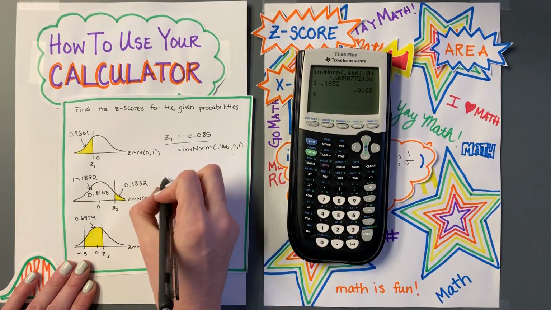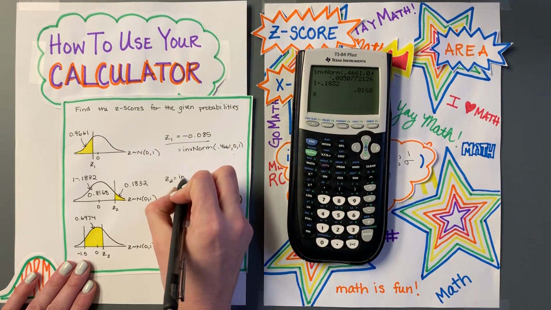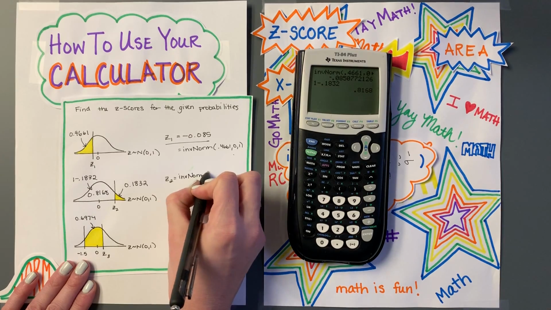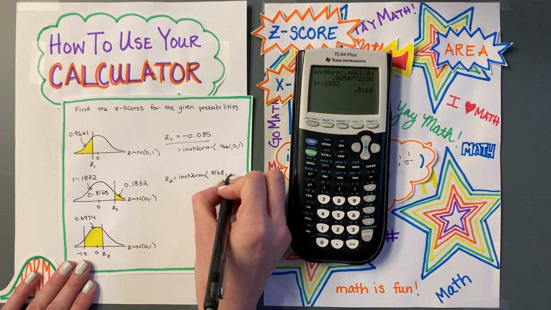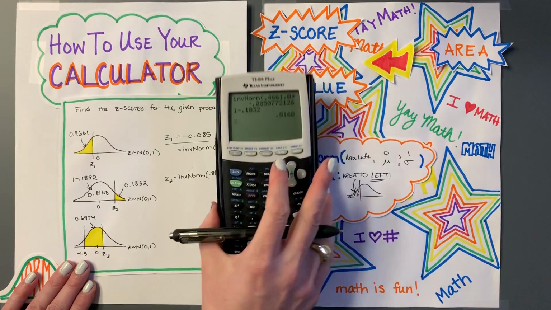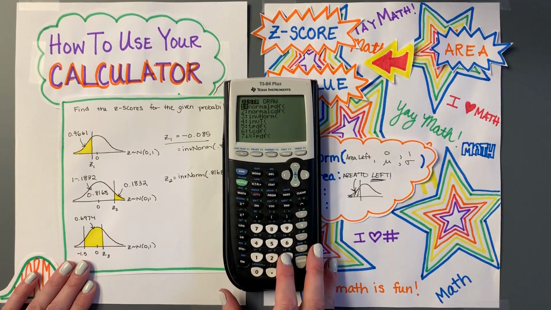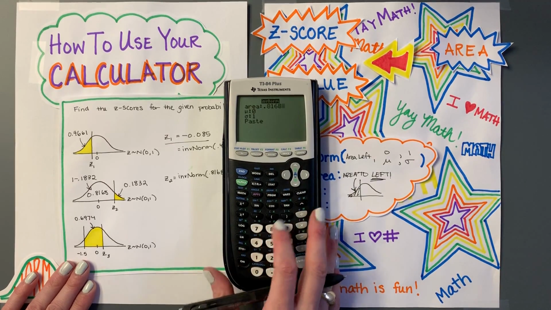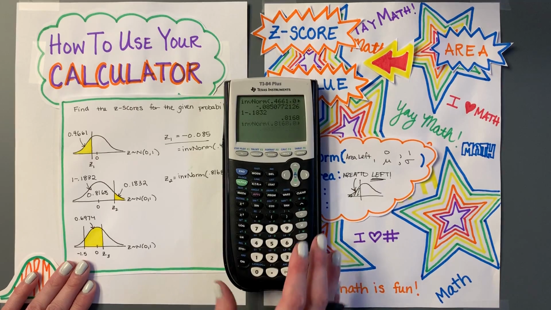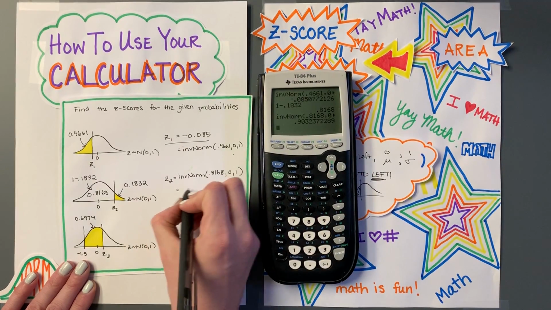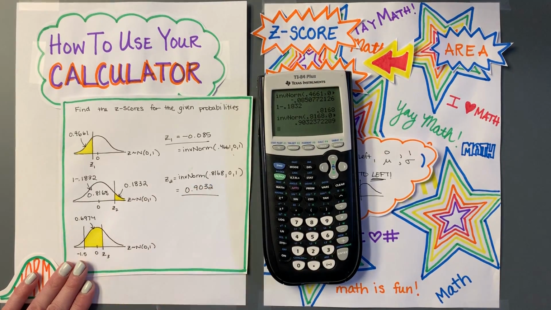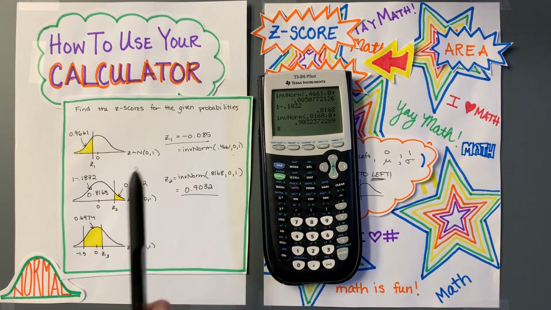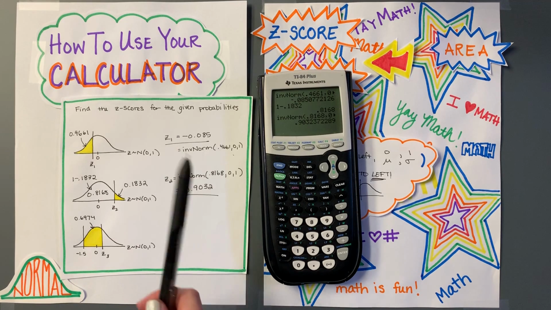Now that I know my area to the left, I'm going to use my inverse norm function with 0.8168, and I get 0.9032.